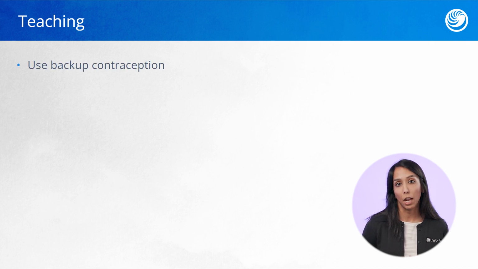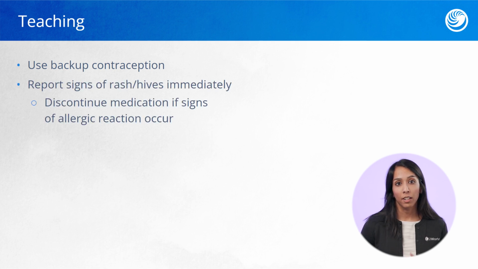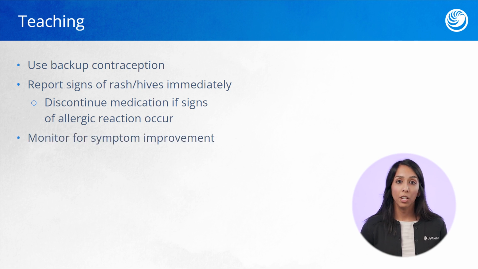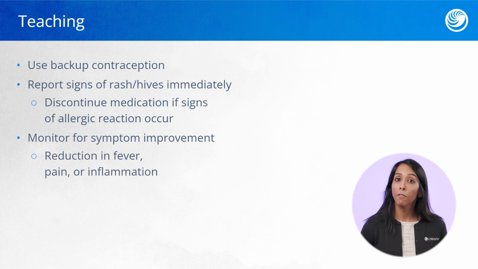Because penicillins have the potential to decrease the efficacy of oral contraceptives, clients should be taught to use a backup method of non-hormonal contraception while taking the antibiotic. Clients should be taught to report signs of an allergic reaction, such as hives, rash, or difficulty breathing, to their healthcare provider immediately. Clients should also monitor their initial signs of infection to ensure that the antibiotic is working. Clients can look for things such as a reduction in fever, pain, and inflammation, as well as improved appetite.